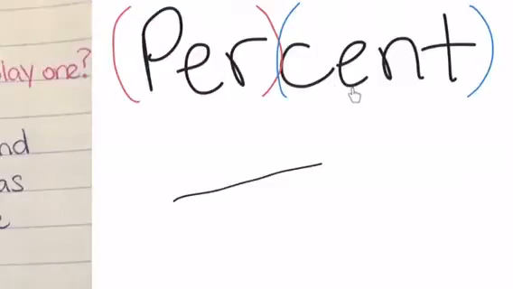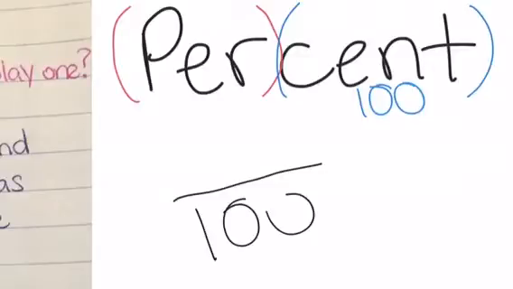And if you've studied languages at all or you speak Spanish, the Latin word for 100 is cent, and the Spanish word for 100 sounds like cent. So cent truly just means 100. So when you see per, it means fraction bar or division, and when you see cent, it means 100. So we have per 100.